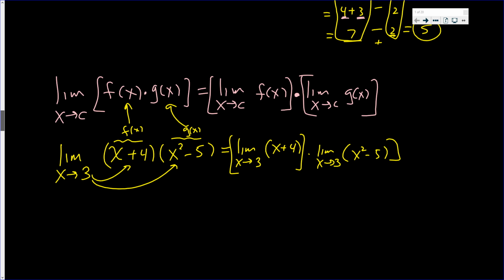If I directly substitute 3 for x, I get 3 plus 4 times 3 squared minus 5.